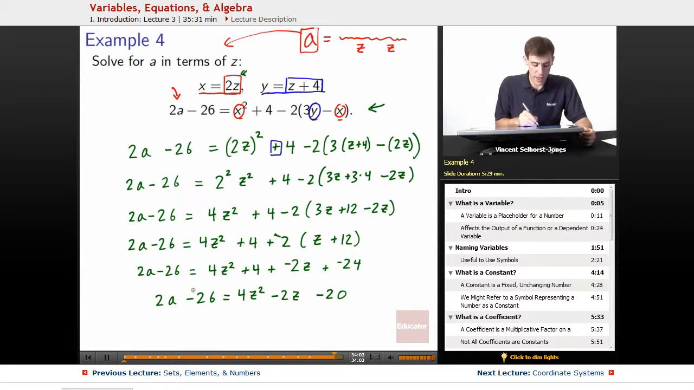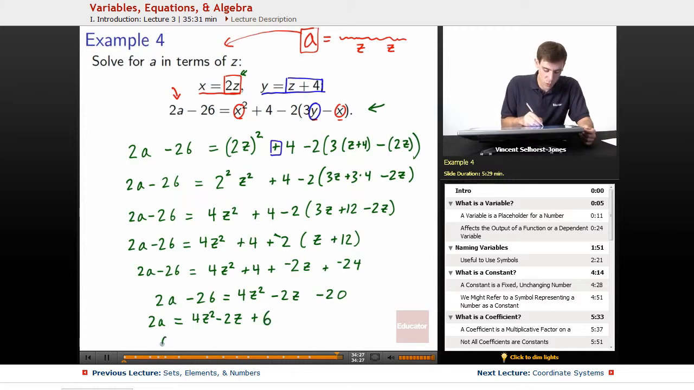At this point, we can now do our algebra. We'll add 26 to both sides, and we'll get 2a equals 4z squared minus 2z plus 26, so plus 6. Oh, whoops. I accidentally wrote what I was saying. So minus 2z still, add 26, negative 20 plus 26 becomes just 6. Divide both sides by 2, a equals 4z squared minus 2z plus 6 all over 2. And we can simplify that.